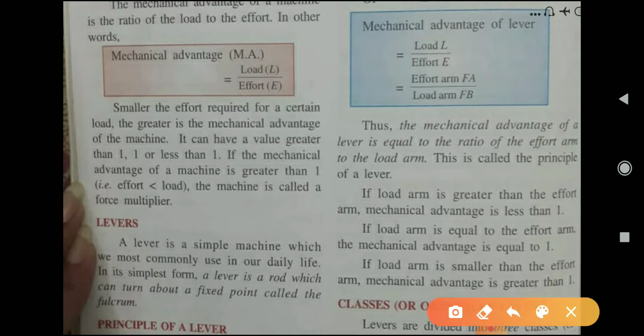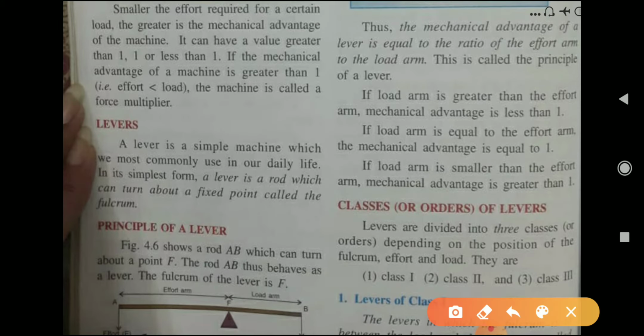Now if the load arm is smaller than the effort arm, suppose the effort arm is 6 centimeters and the load arm is 2 centimeters, in that case we get a mechanical advantage greater than 1. Okay. So these are the three cases: when the load arm is greater than the effort arm, the mechanical advantage is less than 1. When the load arm is equal to the effort arm, the mechanical advantage is equal to 1. And when the load arm is smaller than the effort arm, the mechanical advantage is greater than 1. Now, classes of lever.